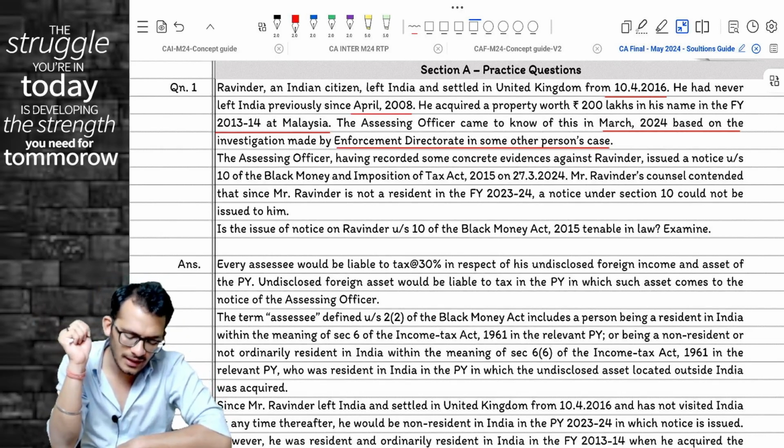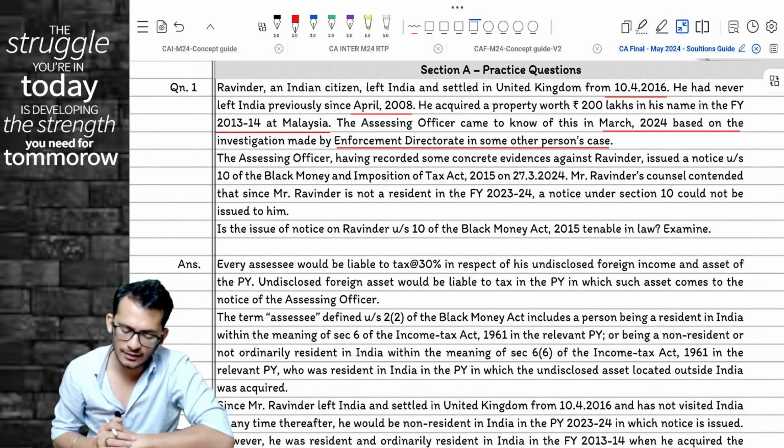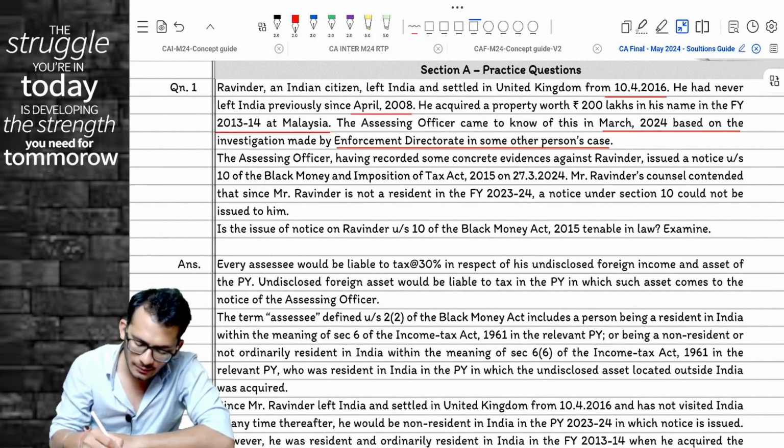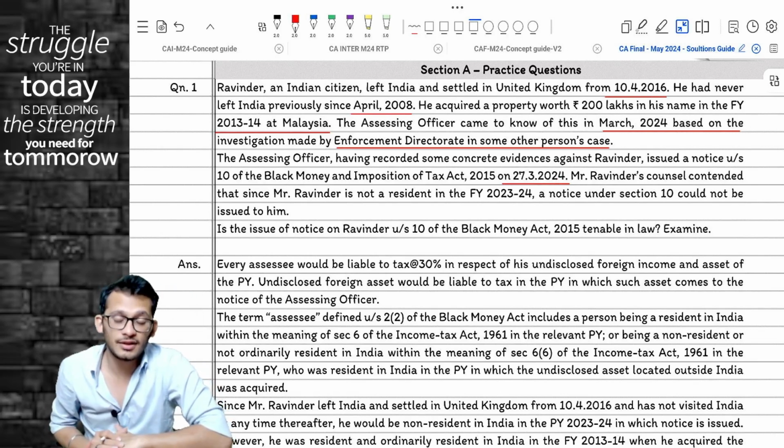The assessing officer, having recorded some concrete evidence against Ravinder, issued a notice under section 10 of the Black Money and Imposition of Tax Act 2015 on 27th March 2024. Mr. Ravinder's counsel contended that since Ravinder is not a resident in financial year 23-24, a notice under section 10 could not be issued to him. Is the issue of notice on Ravinder under section 10 tenable under the law?